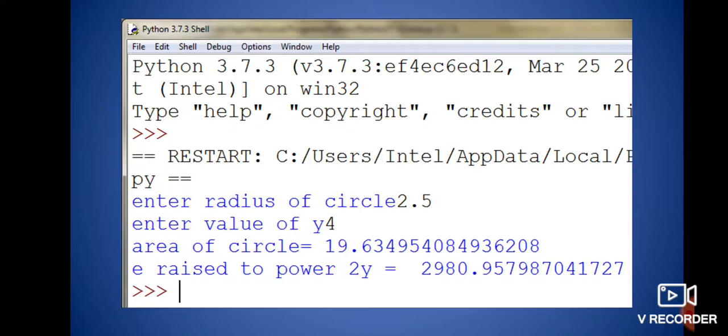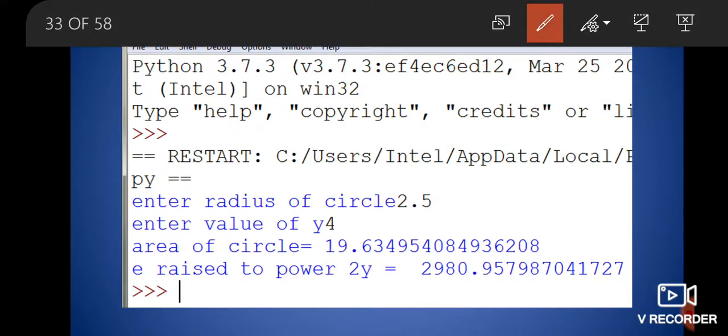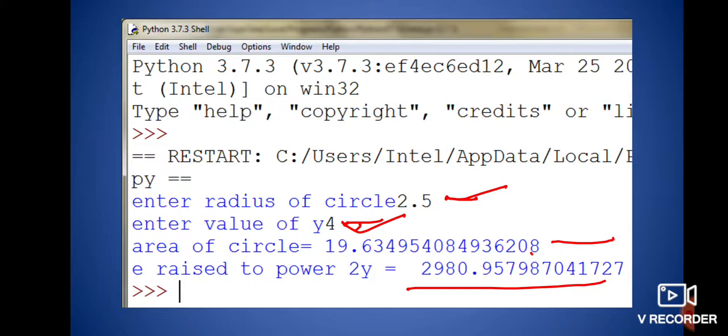So the radius has been input here, and then it says enter value of y, and I got the result for the area of the circle. And e raised to power 2y, I got the result. See here, I took the input of radius and here I took the value for y, sorry. So this is how we are going to utilize these two constants of the math module.